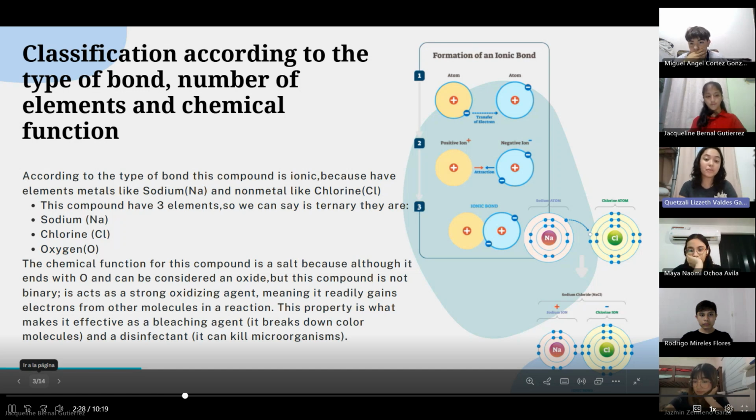The chemical function for this compound is a salt because, although it ends with O and can be considered an oxide, this compound is not binary. It acts as a strong oxidizing agent, meaning it readily gains electrons from other molecules. In a reaction, this property is what makes it effective as a bleaching agent. It breaks down color molecules, and as a disinfectant, it can kill microorganisms.